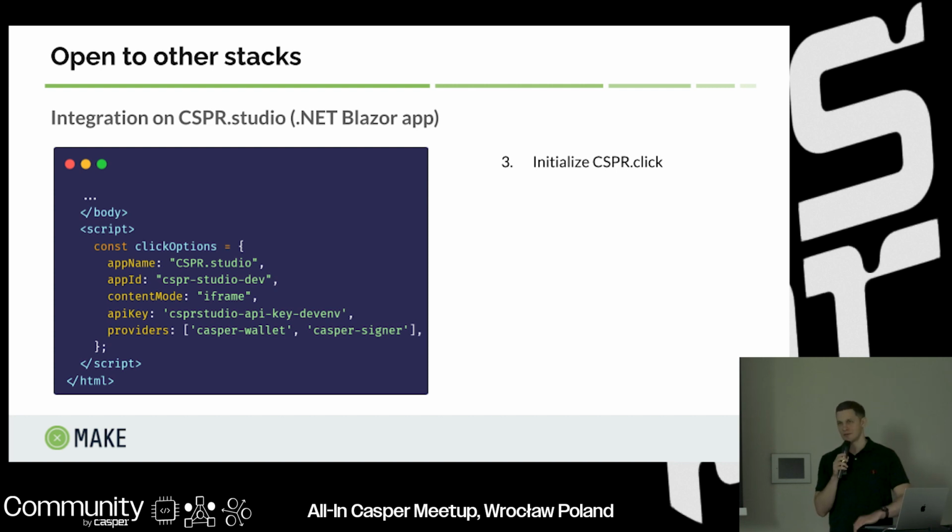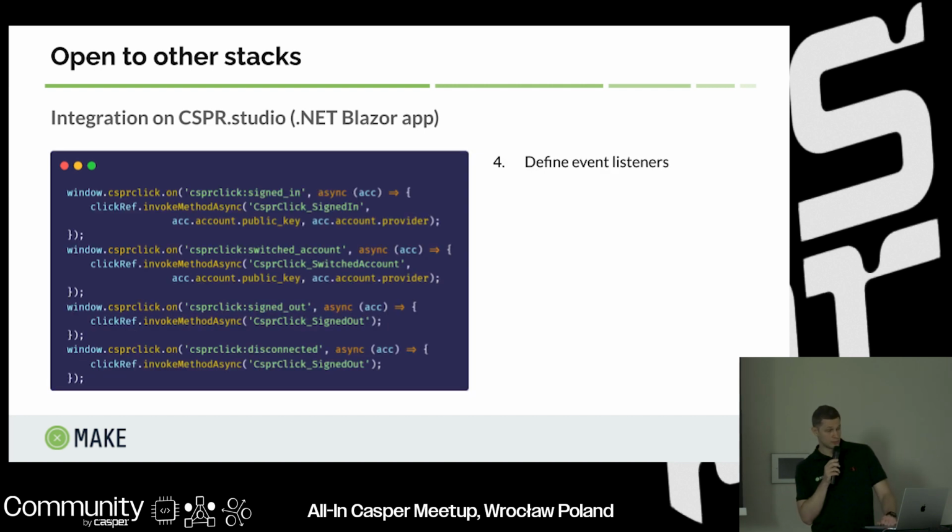And you can list all the wallets. Let's say you don't like some wallet, Casper Signer is deprecated, I don't want to list it. You don't list it as a provider. And you subscribe to events emitted by Casper.click. That's it. That's basically the integration point between Casper.click and your application. So yeah, open to customization, open to other stacks.